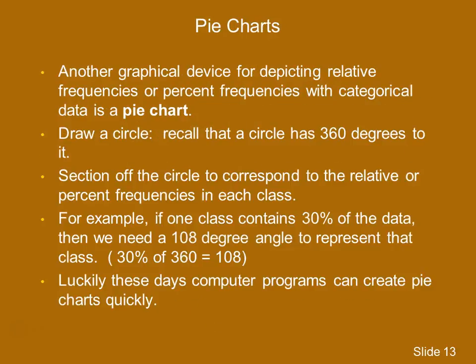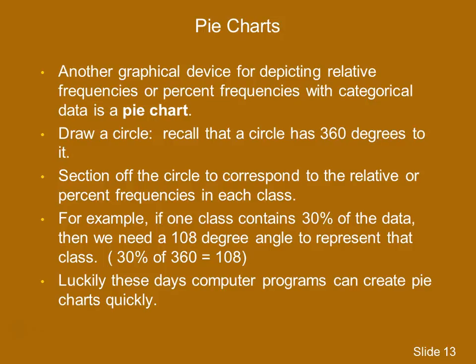Okay, let's go from a bar graph to a pie chart. A pie chart is another graph that you've probably seen in your life. You've almost certainly seen them in newspapers and textbooks. It gets its name because, of course, it's going to look like a pie or a circle. If you recall that a circle has 360 degrees to it, then what we generally do with a pie chart is we use it to show relative frequencies or percent frequencies in each category.